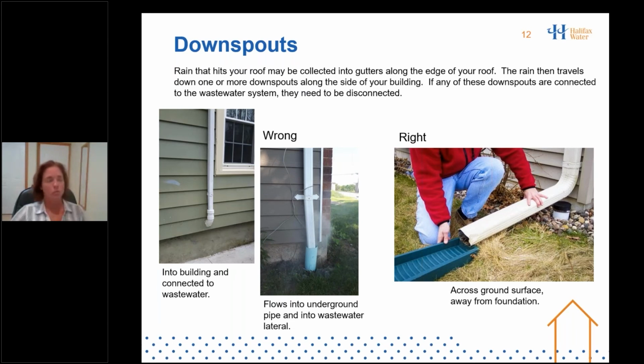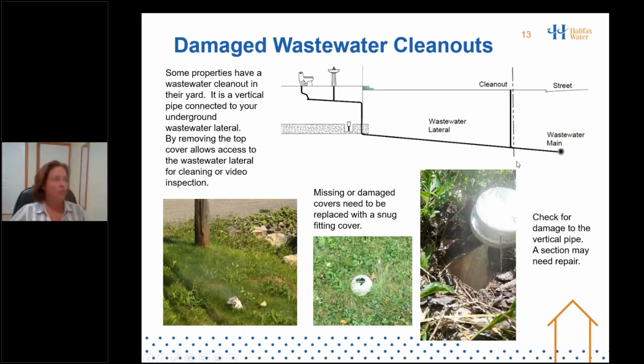Another avenue is wastewater cleanouts. If you look at this diagram, it's similar to the one we saw earlier. So you have your wastewater collection system that goes out to the street, and you see this vertical pipe that extends from the ground surface down to your wastewater lateral.